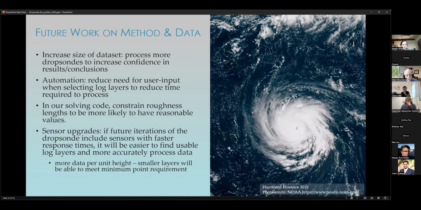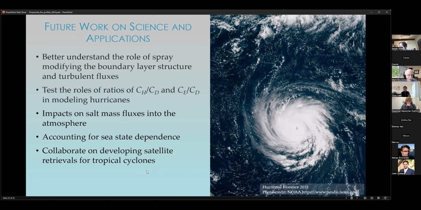We can develop more automated techniques to find these log layers. We haven't yet, but that's something we really need to do. In our solving code, we can introduce some constraints that improve the roughness lengths, which would reduce some of the noise, because we know that some of our bad answers are associated with bad roughness lengths. And ideally, there would be groups that would either upgrade sensors or work with something that could somehow survive in the boundary layer and move up and down through it, although I think that's awfully optimistic. But we just need more data per unit height and more data in general.